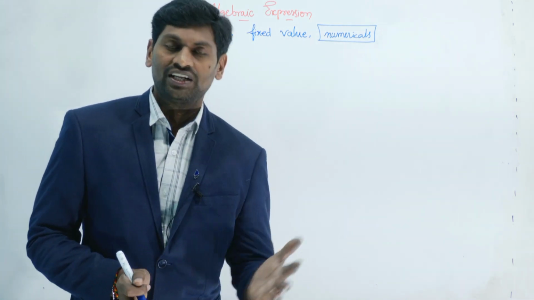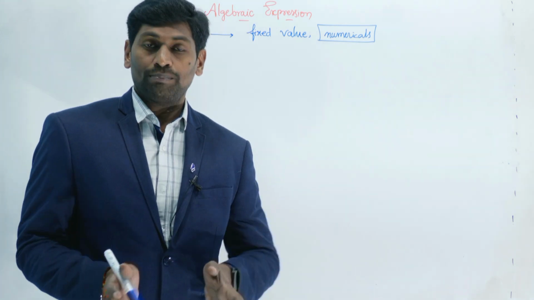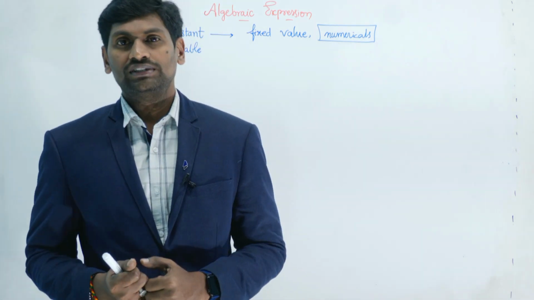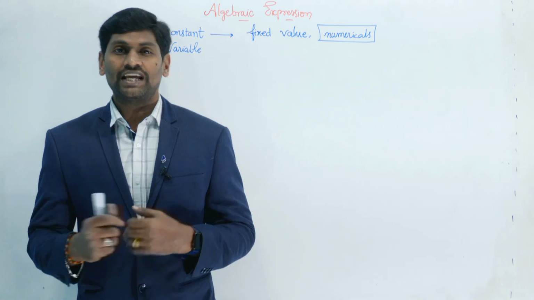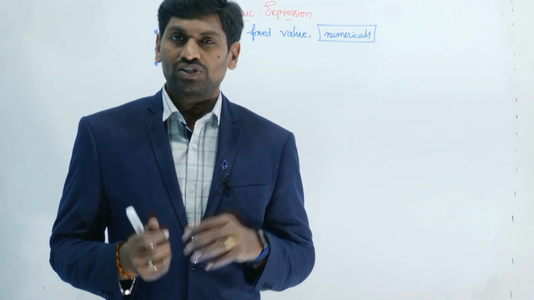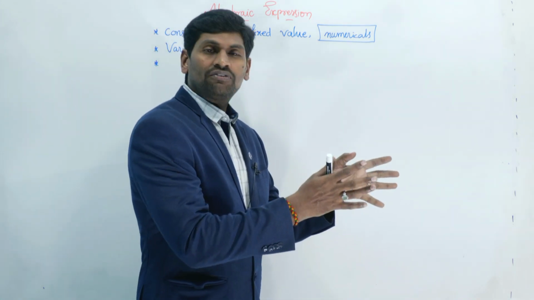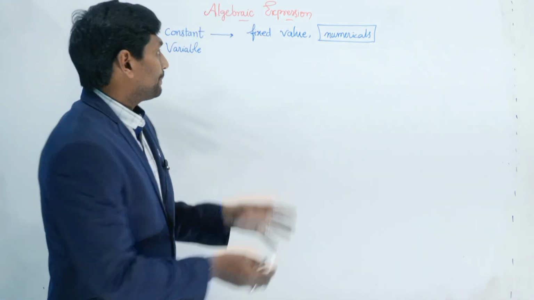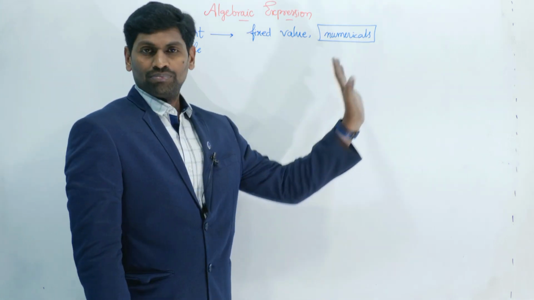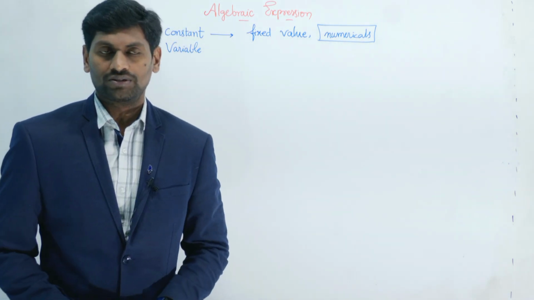Like the height of a building, or the length of a textbook. These are all fixed values. They never change day by day in life. So constants are nothing but fixed values. They never change in day to day life. That's why we are representing the constant values with numbers, nothing but numerical values.